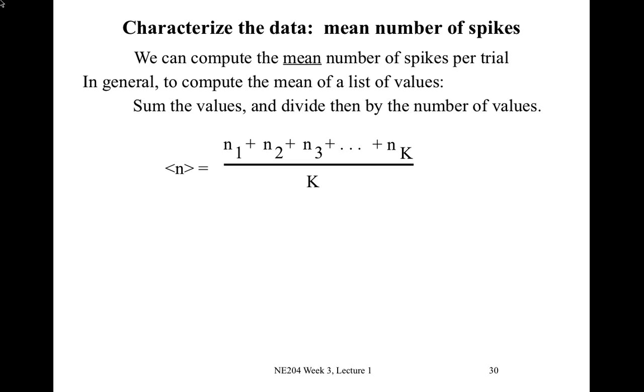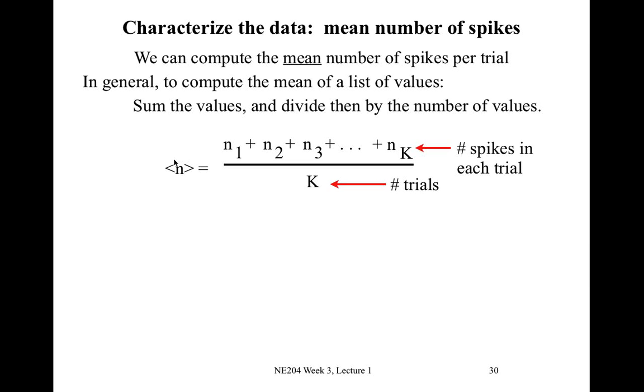So for example, we'll use these angular brackets to indicate the mean. So we'll use this symbol, angular brackets around n, to indicate the mean of n. What we're going to do is sum up the number of spikes in each trial. So the number of spikes in trial 1, trial 2, trial 3, all the way up to trial k. So we're going to sum up the number of spikes in each trial and then divide by the number of trials, k. And that'll give us the mean number of spikes per trial.